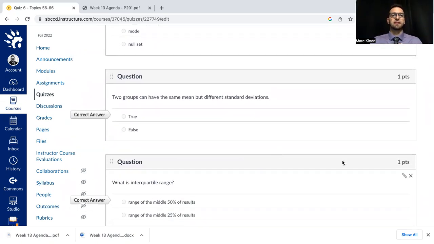2 groups can have the same mean but different standard deviations. This is true. And think of it this way, right? Okay. If a sample has 5 values and they're 5, 5, 5, 5, 5, the average value will be a 5. The standard deviation will be a 0. It's a 0 because it means there's no variability.